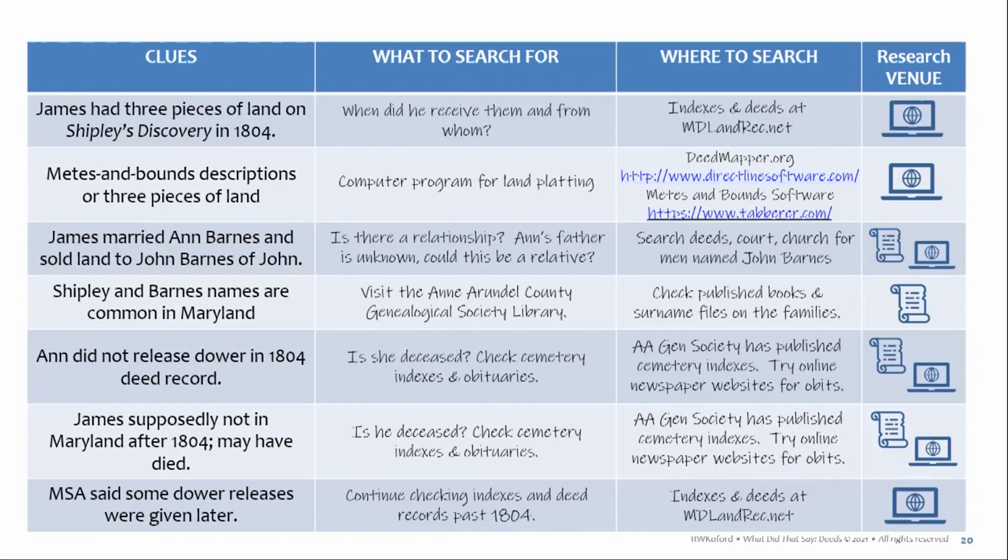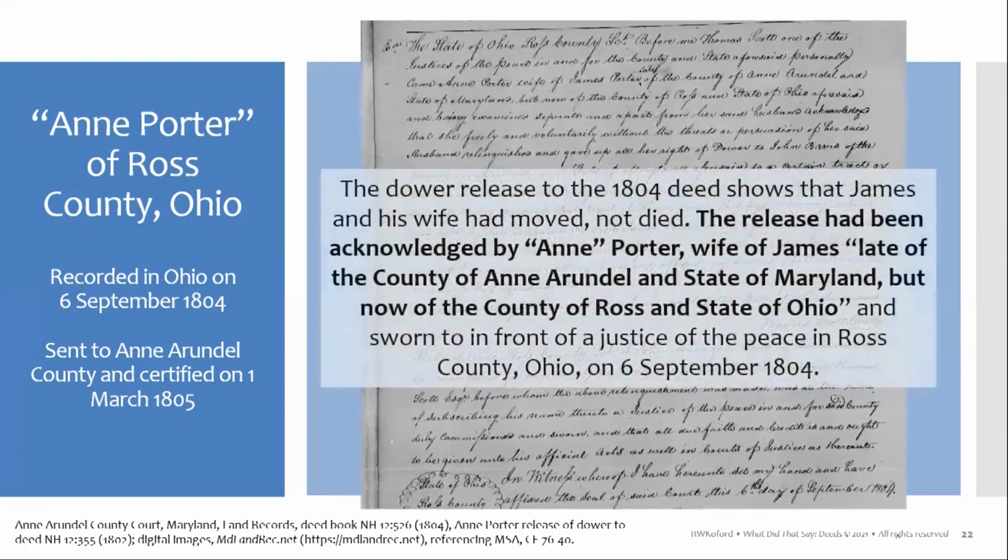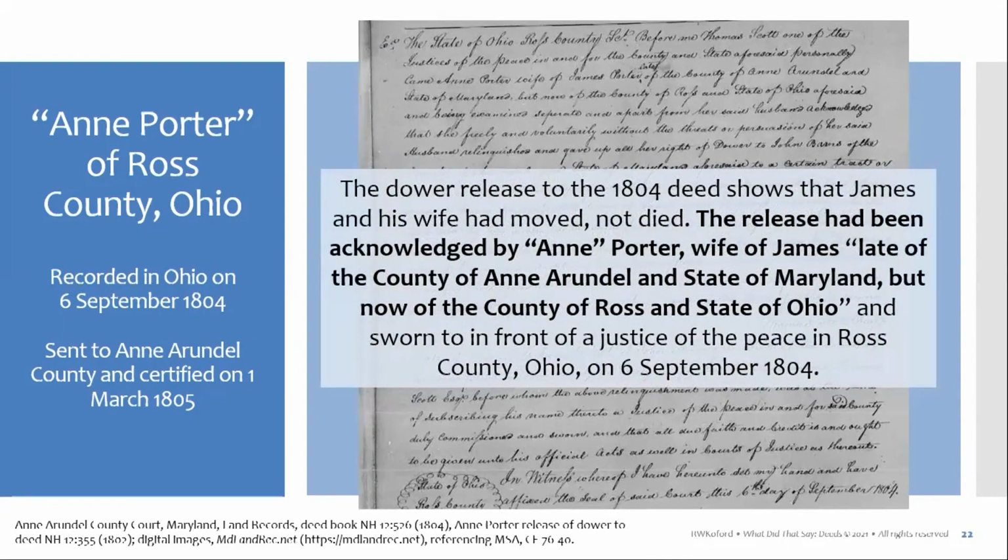But I give you some good news. Do you know what happened when at least one of these things was pursued? I looked into the indexes and deed records past 1804. And when I did, I found that Ann Porter of Ross County, Ohio, had sent her dower release. They had moved, not died. I'm reading the bolded section. The release had been acknowledged by Ann Porter, wife of James, late of the county of Anne Arundel and state of Maryland, but now of the county of Ross and state of Ohio.